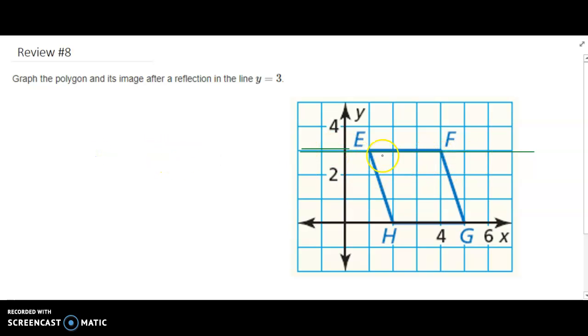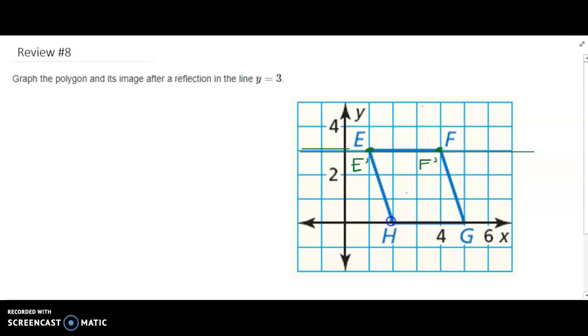So now we have a horizontal line, so what's under it is going to go above it. There's nothing above it, but if there were, it would go under it. And what's on the line is going to stay put on the line. So this E and F, notice they're on the line, so they're also going to be my E prime and my F prime.